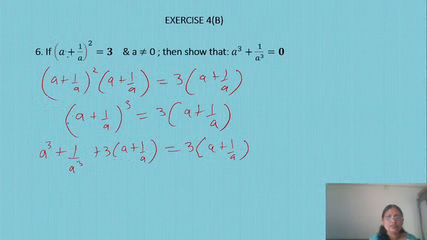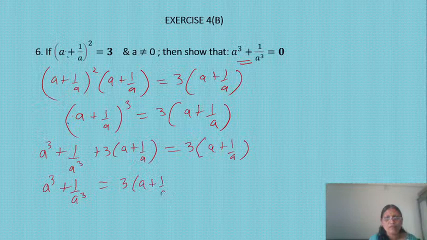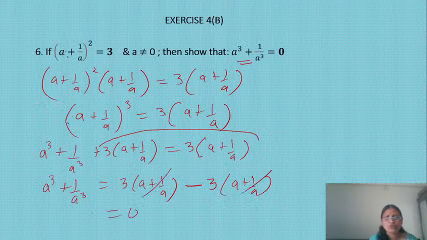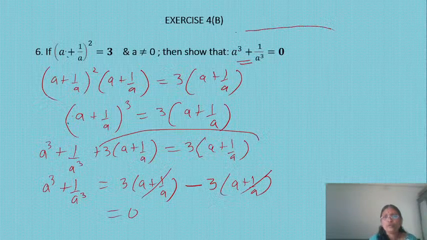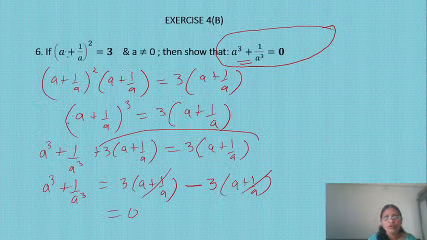We will shift this 3 in bracket a plus 1 upon a to the other side because we have to target this one. So we keep a cube plus 1 upon a cube here. This 3 in bracket a plus 1 upon a was already there. This moves over here, it becomes minus. So minus 3 in bracket a plus 1 upon a. So this becomes 0. So this is how we get a cube plus 1 upon a cube is equal to 0. So what was the trick here? We simply multiplied by a plus 1 upon a because we wanted an identity a cube plus 1 upon a cube, right? Okay, let's move on.